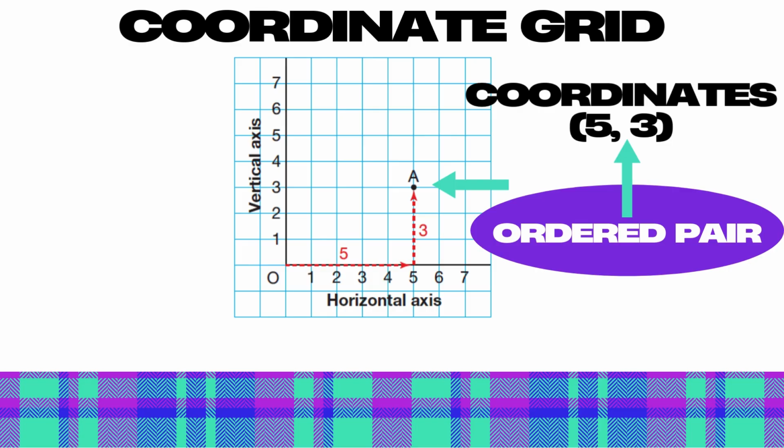To find a point on the grid, we use coordinates, also known as an ordered pair of numbers. These numbers tell us how far to move along the x-axis and the y-axis. The first number tells us how far to move along the x-axis, and the second number tells us how far to move along the y-axis. Remember, it's always x first, then y.